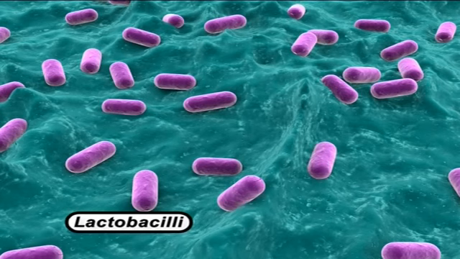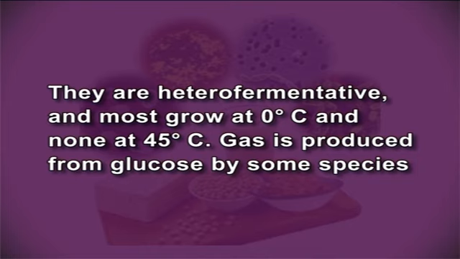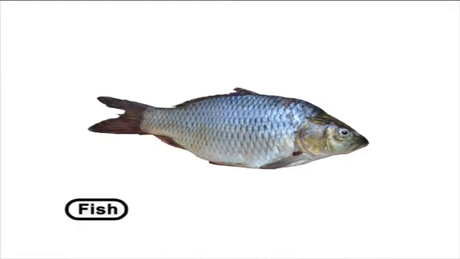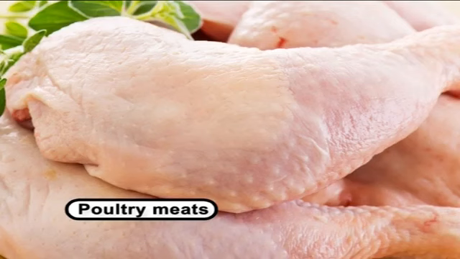Carnobacterium. This genus of gram-positive catalase-negative rods was formed to accommodate some organisms previously classified as lactobacilli. They are heterofermentative and most grow at 0 degrees Celsius and none at 45 degrees Celsius. Gas is produced from glucose by some species. They are found on vacuum packaged meats and related products as well as on fish and poultry meats.